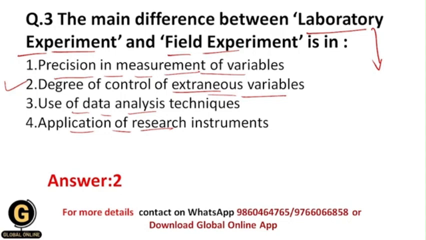As well, you can use lots of data analysis techniques in both the research methods, they won't change. And also you can apply different research instruments, they also won't change. But the correct answer is the second, because the degree of control of extraneous variables changes between the laboratory experiment and the field experiment.